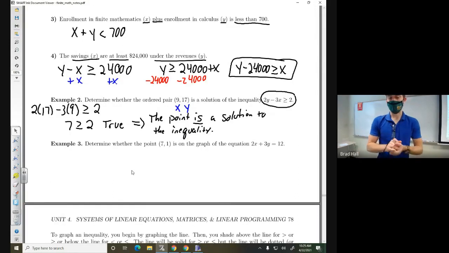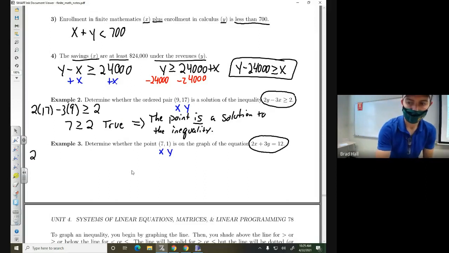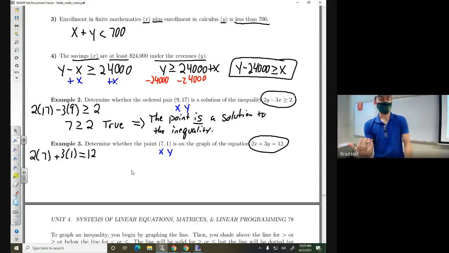Point is a solution to the inequality. So that's the criteria for inequalities, and we'll see this come up again. What about for equations? What about the point 7, 1, if that's a solution to this equation? Because there's no more inequality symbol, it's just an equal to sign. So it's an equation. It's the same idea though. We plug in x, we plug in y, and we ask ourselves, does this yield a true statement?